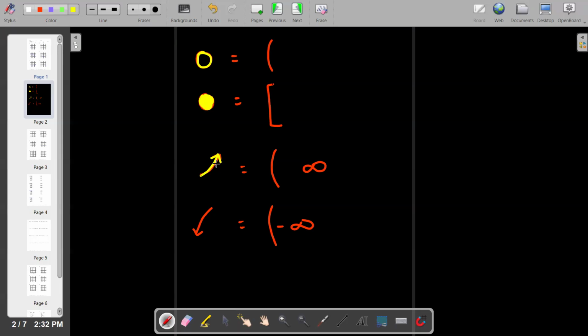If I'm doing domain, I view it as a right. If I do range, I view it as an up. But the point I was trying to make when this dude asked about this was that you'll always use an infinity with arrows, and it'll always be a round bracket because infinity cannot be reached. That's why it's round.